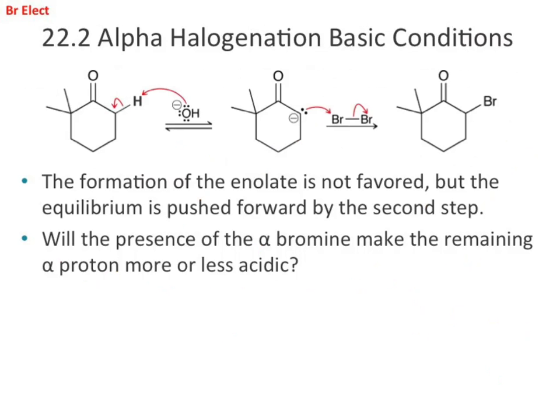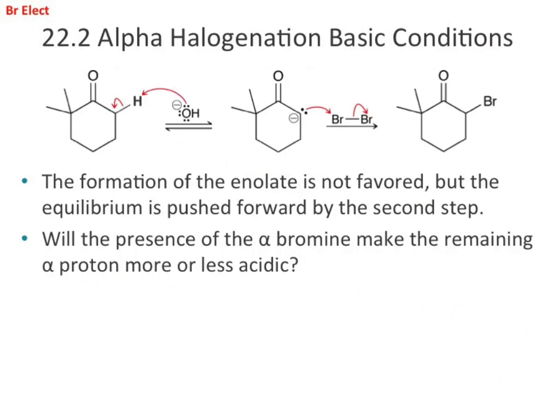And we just talked about this. So our formation of the enolate is not favored initially, but what we're looking at is our equilibrium getting pushed forward because of our second step. Removing the bromine at the very end and putting on our acid. If we put on the bromine instead of the OH, should it become more acidic or less acidic?